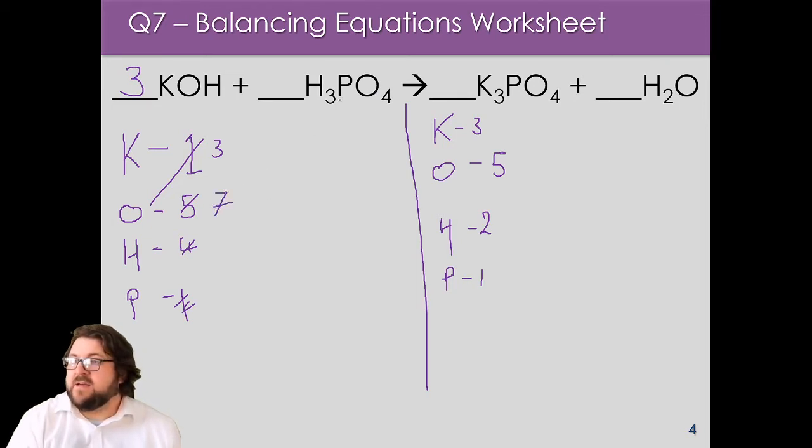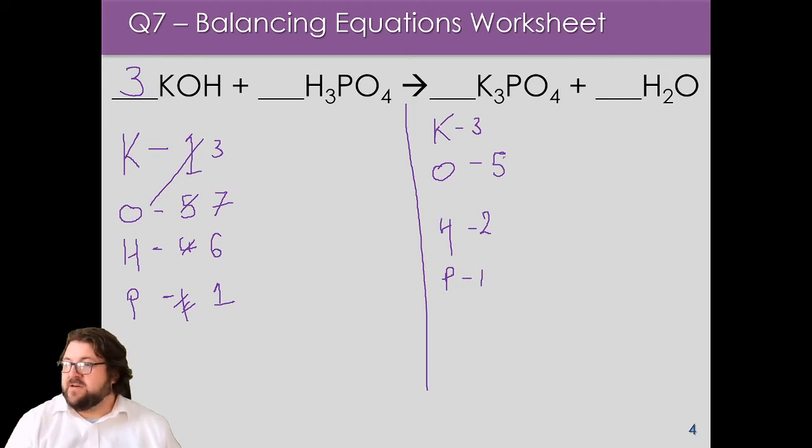Okie dokie. Hydrogens, how many? 3 there and 3 there is 6. And phosphorus, I've still got just the 1 there. Okay, great. So now I go and look again at my biggest disparity. It's my hydrogen, isn't it? I've got 6 on the left-hand side and only 2 on the right. So let's make it so that I've got 6 hydrogens on this side. I'm going to put a 3 here in front of the H2Os.